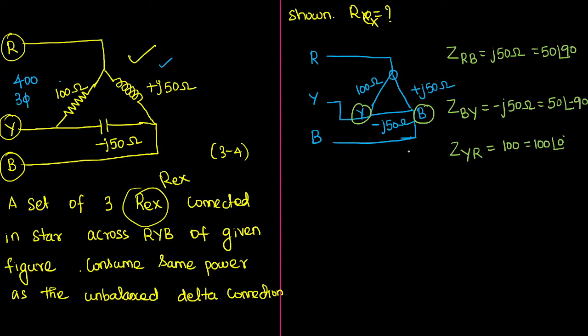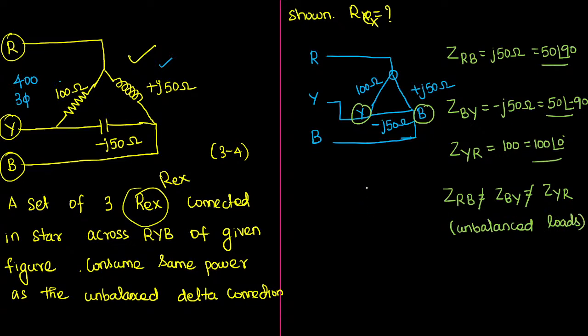If you observe these three branches, are they the same value or different values? All are different. So the impedances at RB, BY and YR are not equal to each other. This is called an unbalanced load. First conclusion, you have to understand this.